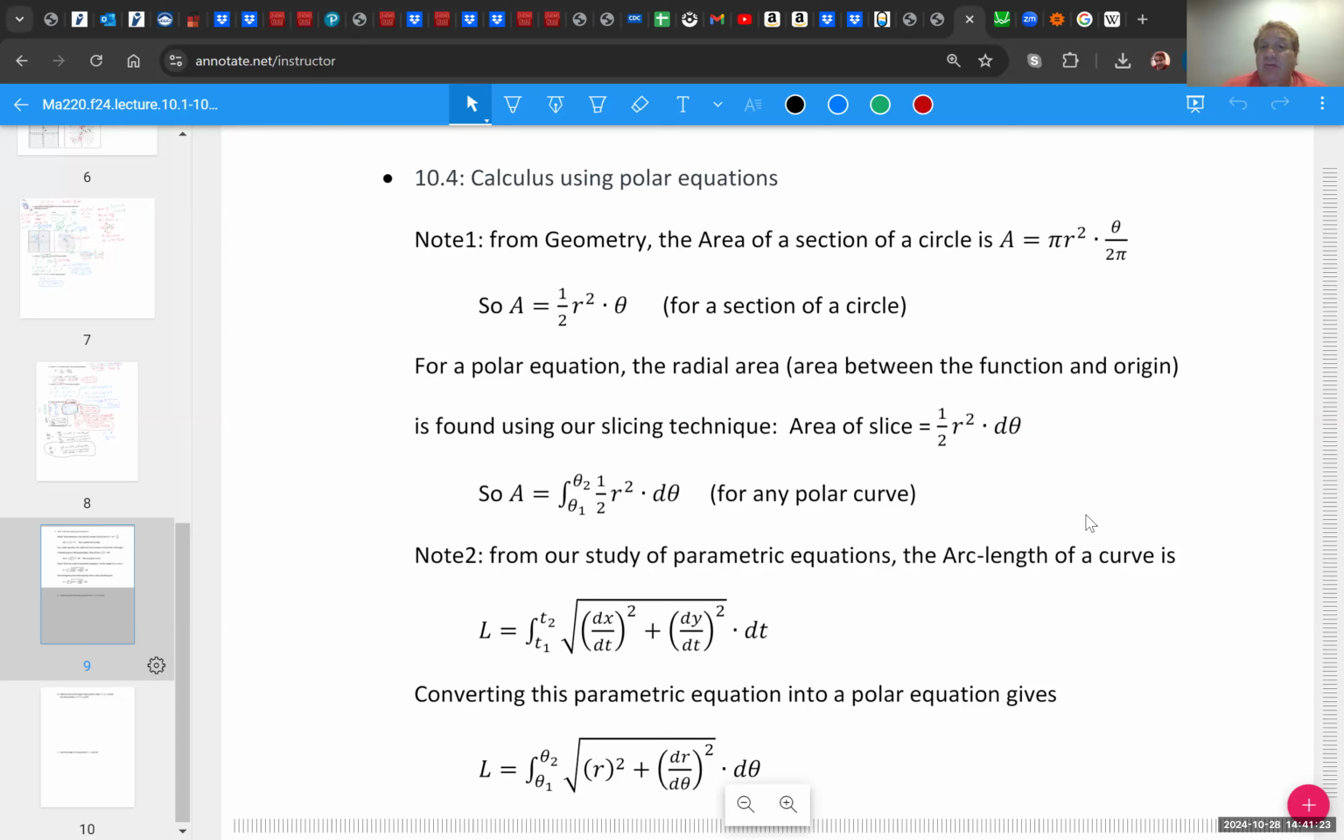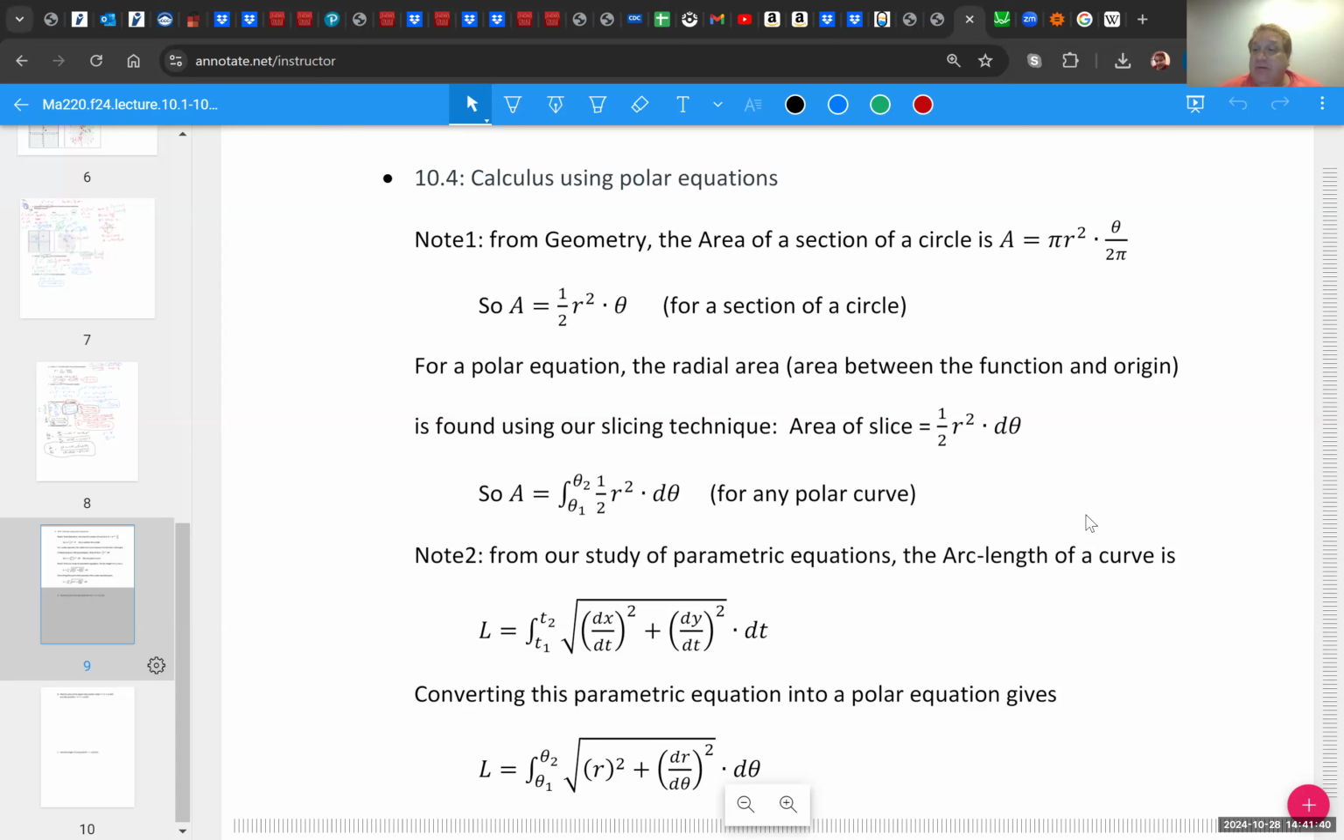So now in section 10.4, we're going to be doing some other calculus applications. For example, we're going to be able to find the area and arc length and things like that. So I'm going to give some examples and we'll be able to get going that way.